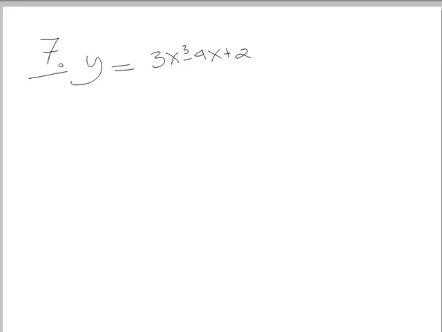Right guys, let's have a go at 7 then. We've got y equals 3x cubed minus 4x plus 2. So let's differentiate to find the turning points then, shall we? dy/dx is 9x squared, yeah? Minus 4. Nothing else. 2 goes to nothing. So let that equal 0.